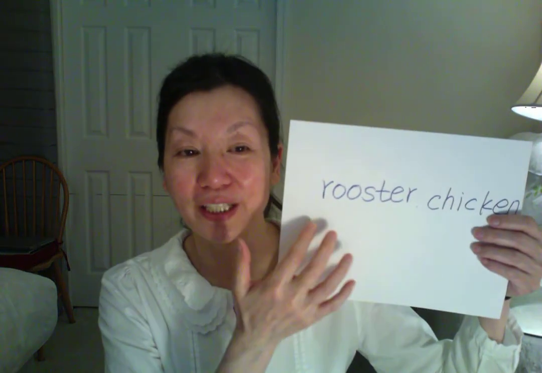Rooster or chicken. In Chinese say what? Can you see here? In Chinese we say 鸡. Rooster, chicken, 鸡. Okay, let's check the pinyin here. 鸡, one more time. Okay. The next one here.